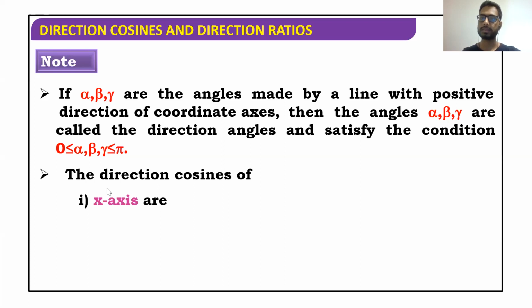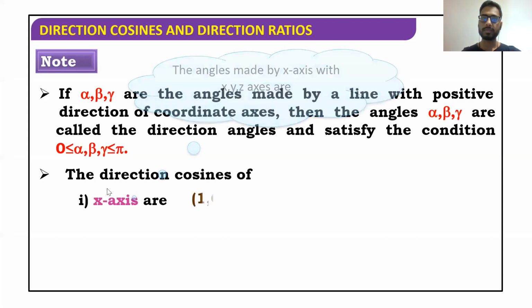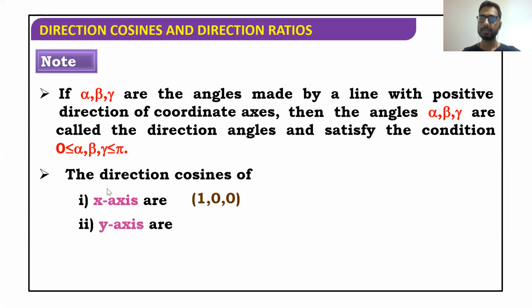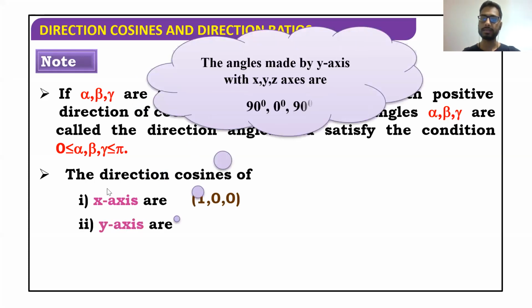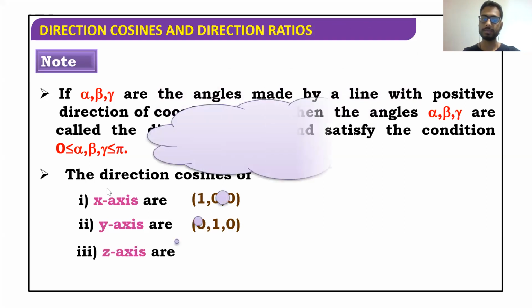And cos of gamma. Gamma is the angle with the z-axis. Again, that would be 90. Therefore, cos 90 would be 0. Therefore, direction cosines of the x-axis would be 1, 0, 0. The y-axis would be 0, 1, 0, and the z-axis would be 0, 0, 1.